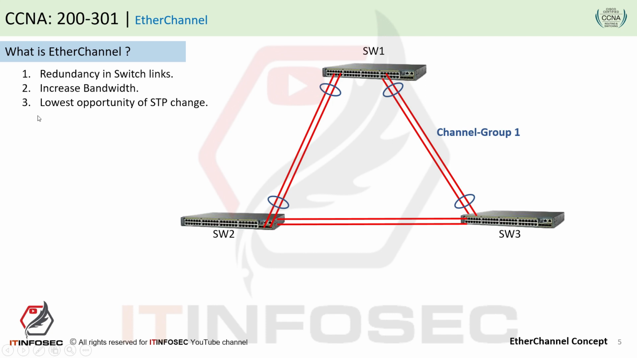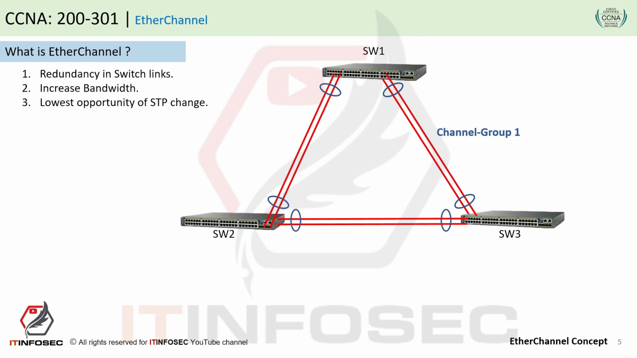And the third benefit is a lower chance of STP changes. If you have just one port between two switches and it fails, the STP configuration will change. Maybe the root switch changes, maybe the blocked port changes, or any other issue in STP. But if you have more than one port, the chance of STP changing is lowest, because another port will maintain the connection between switches.